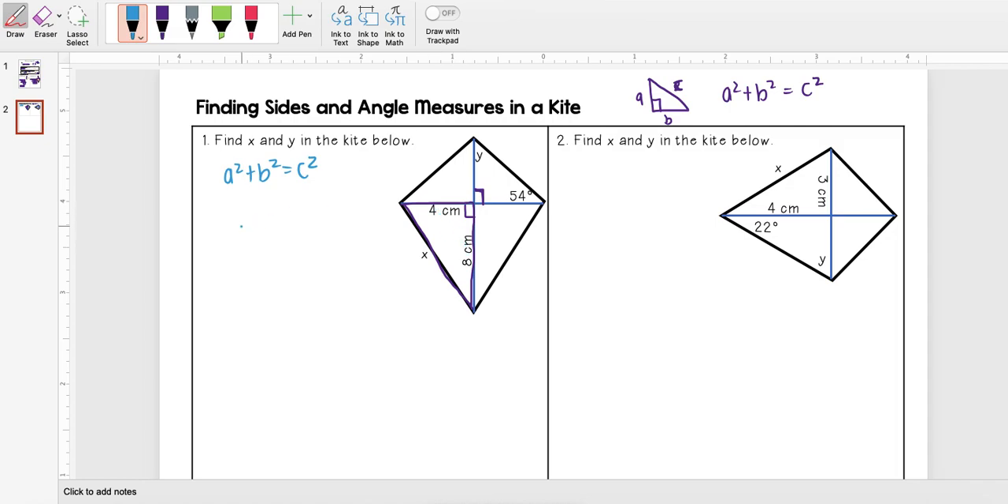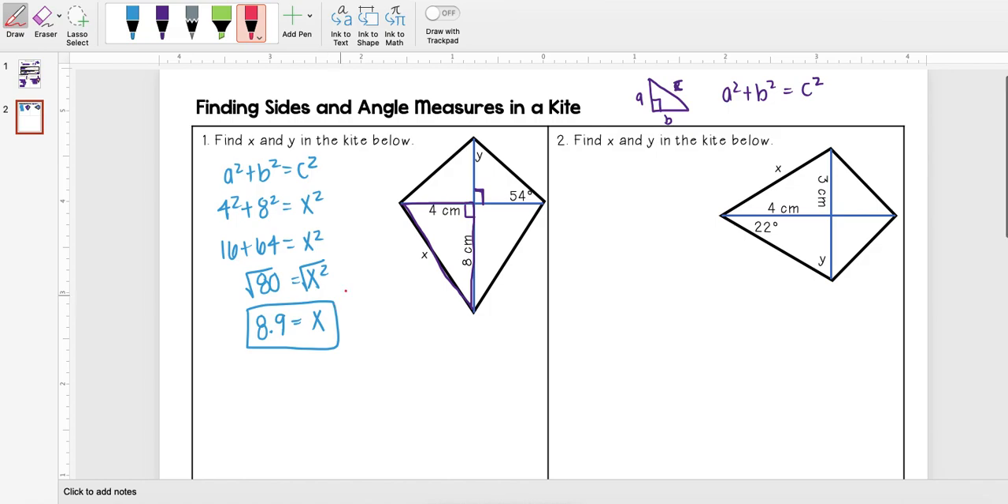Well, my legs here are 4 and 8, so I have 4 squared plus 8 squared is equal to x squared, since x is my hypotenuse. Be careful. Remember, it's not 4 times 2. 4 squared is really 4 times 4, so I'm just multiplying 4 by itself. So I get 16 plus 8 times 8, which is 64. 16 plus 64, I get 80. Then I take the square root on both sides, and when I take the square root of 80, I'll round to the nearest tenth. I get 8.9 is equal to x.